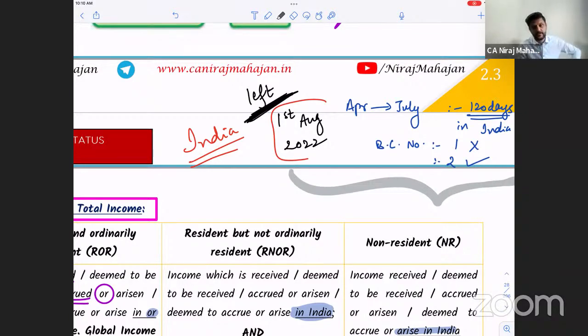Tell me, did you understand or bouncer? Correct? So what relief? Is it a relief thing or a bad thing now? They are replacing basic condition number 2. Is it a good thing or a bad thing? It is a good thing for the assessee.